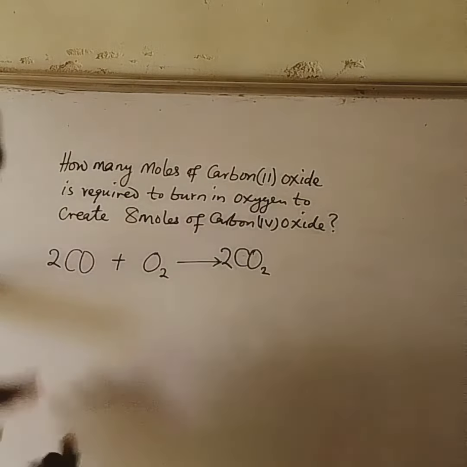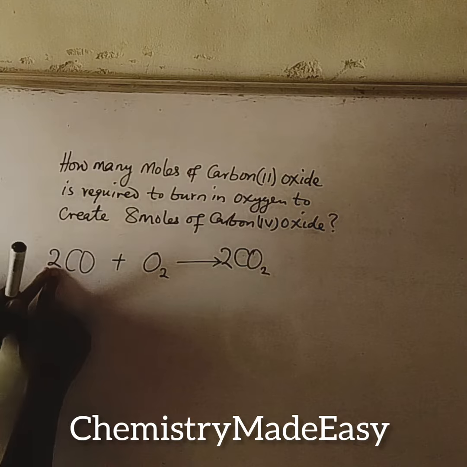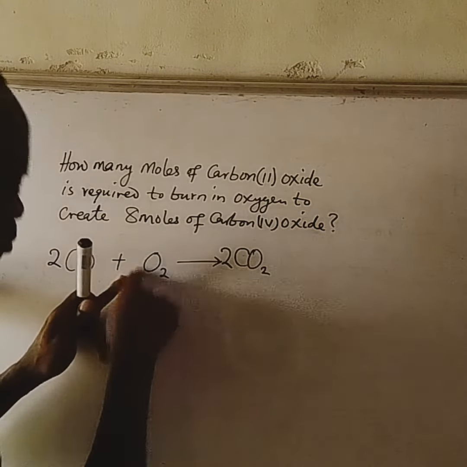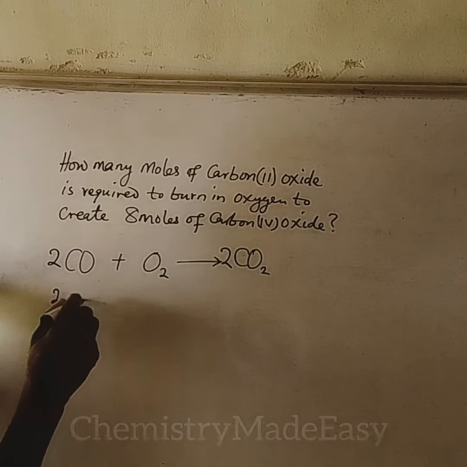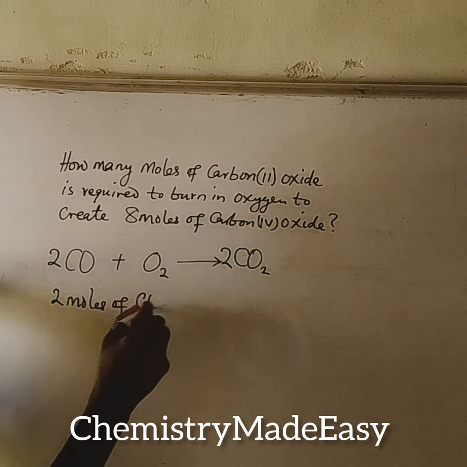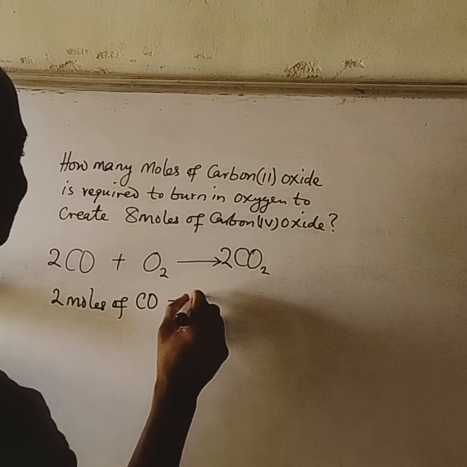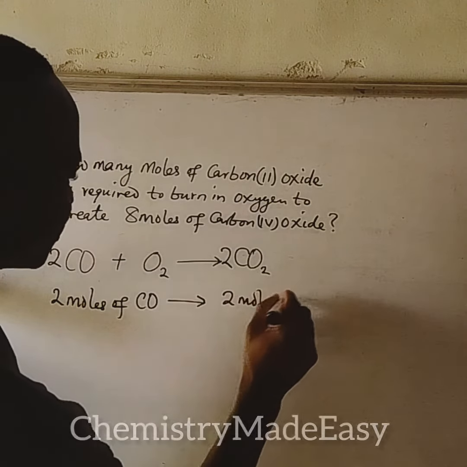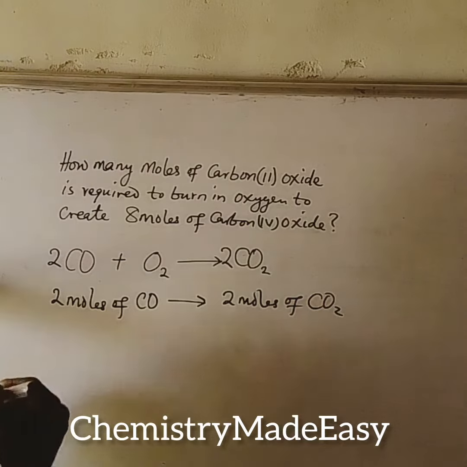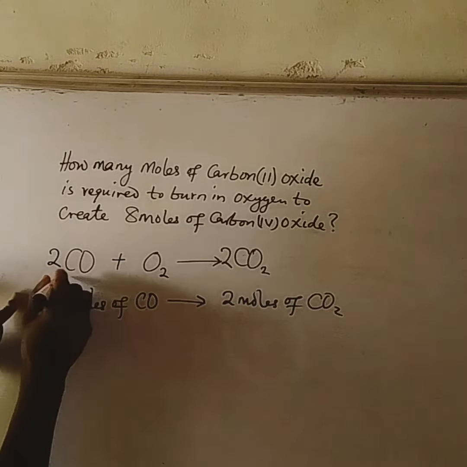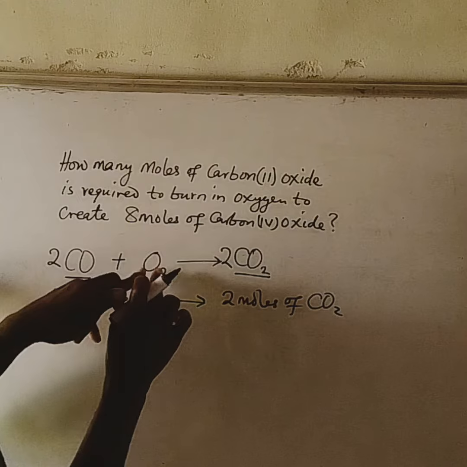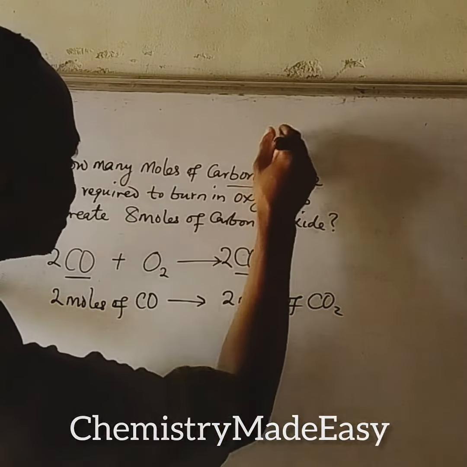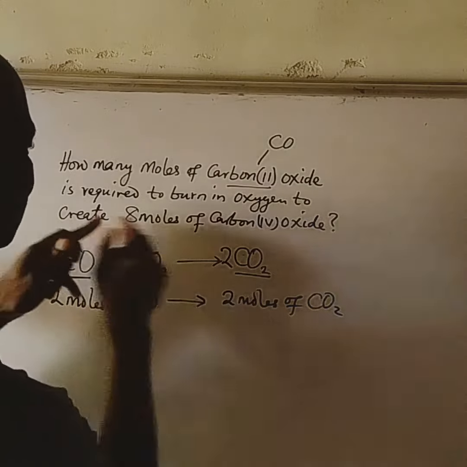The equation is balanced. From here, this 2 at the back means 2 moles. 1 at the back of oxygen means 1 mole. So 2 moles of carbon monoxide yields 2 moles of carbon dioxide. Remember, the question focuses on carbon monoxide and carbon dioxide. Oxygen plays no role.